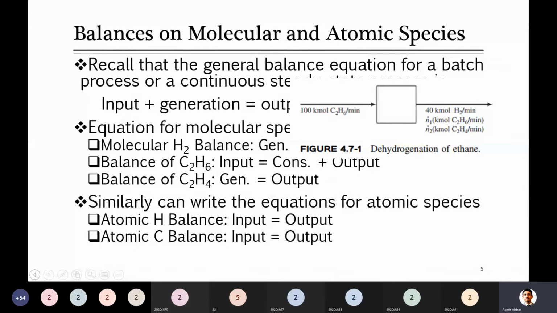Okay, can you tell me the amount of carbon at inlet? Can we calculate? Yes, sir. 200 kilomole. Okay, these two students are telling. Does another student know how it comes or how you calculate this? Yes, sir. One mole of C2H6 has two moles of carbon. Yes, good. So you can write it in a similar way.